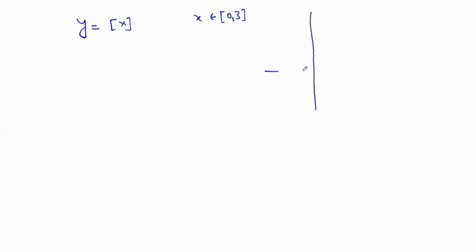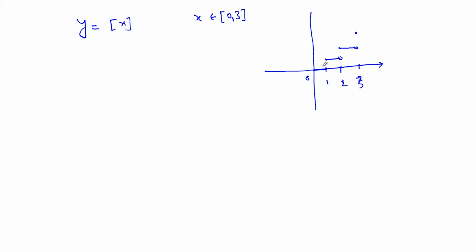Y-axis, x-axis, let this be 0, 1, 2, 3, right? So for 0 to 1, the graph will be 0 only, right? For 1 to 2, it will be 1 only. Then it is 2, and then only the value is 3.